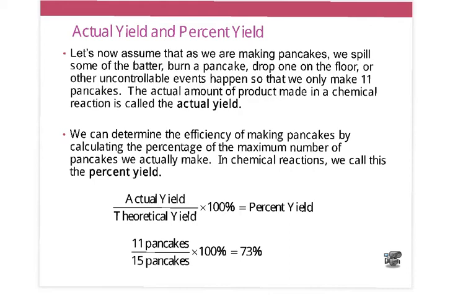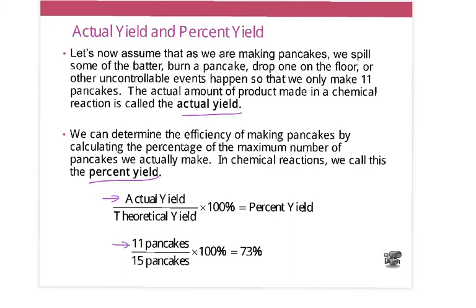So the actual amount of product in a chemical reaction is the actual yield. And we can determine the efficiency of the pancake making process by calculating the percentage of maximum number of pancakes we actually make. In the chemical reaction, we call this percent yield. And our percent yield is our actual yield, what we actually got, divided by our theoretical yield, what we calculated we should get, times, of course, 100.